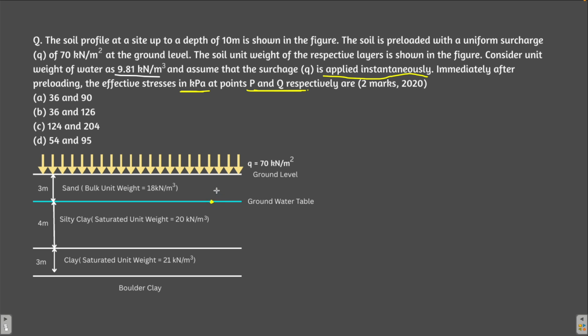Points P and Q, I haven't mentioned them here. Let me mention it. So this is point P and this is point Q. At these points we have to find out what the effective stress is. Okay, effective stresses at the points P and Q. Now one important point is here: the surcharge is applied instantaneously. The moment it is applied, we have to find out the effective stress at points P and Q. Okay, so for that there is an important concept.